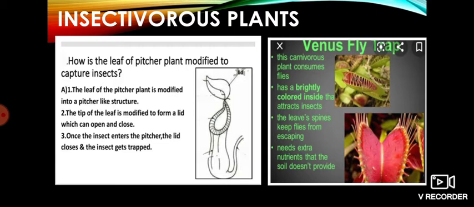Let's talk about an insectivorous plant like the pitcher plant. In a pitcher plant, the leaves are modified into a pitcher-like structure. The leaf tip is modified and forms a lid. This lid can open and close the mouth of the pitcher. Once an insect enters the pitcher, the lid closes and the insect gets trapped inside the pitcher.